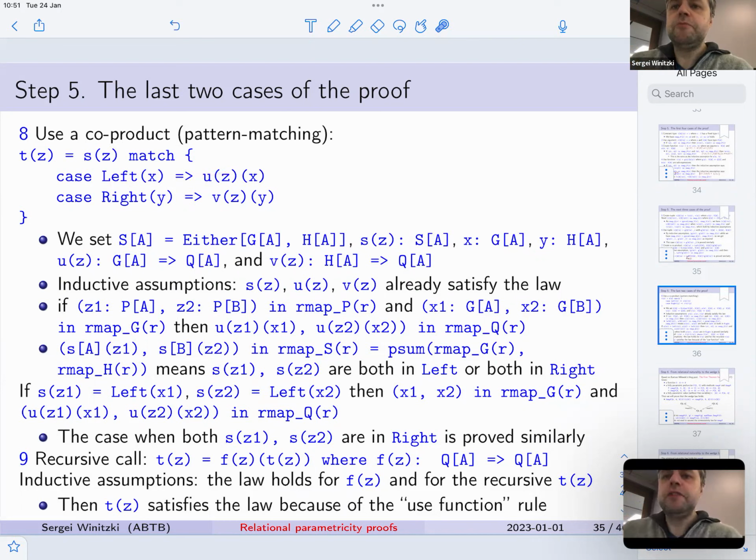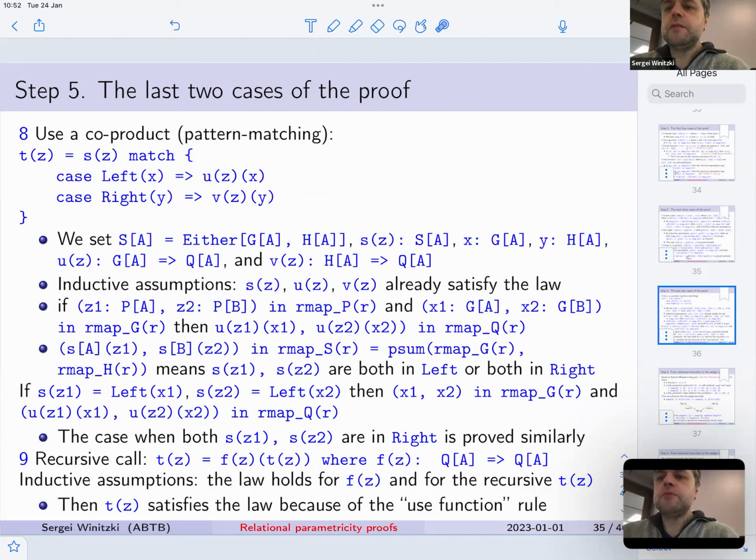The result of pattern matching are some expressions here, which I denoted by U and V, where U of Z is a function from G of A to Q of A, and V of Z is a function from H of A to Q of A. Now we could have also written this proof using free variables of tuple like this, where we have sub-expressions depending on the tuple. Now this is equivalent. I'm just not going to do that, but this could be equivalent.